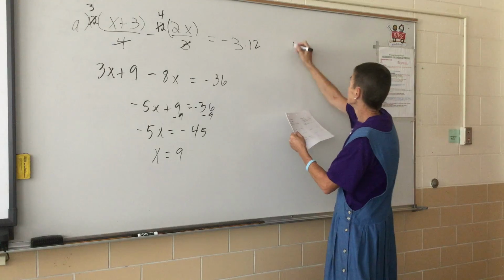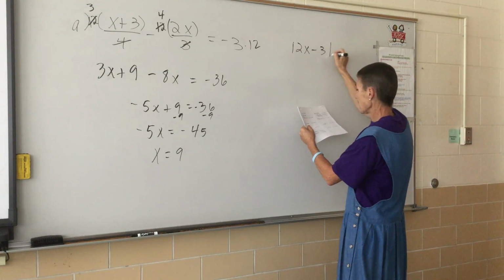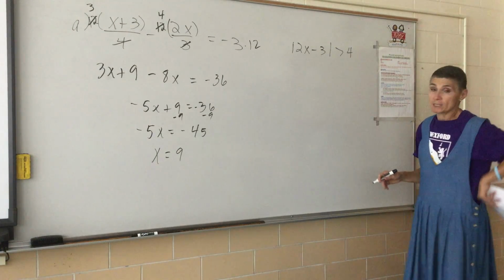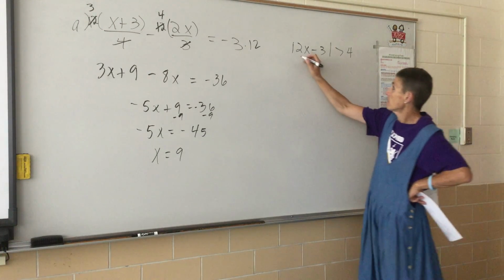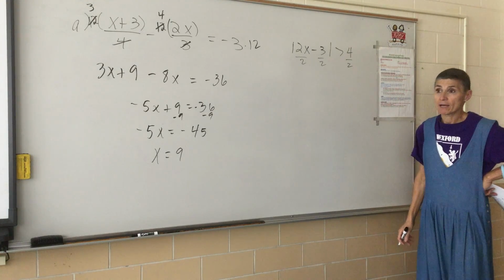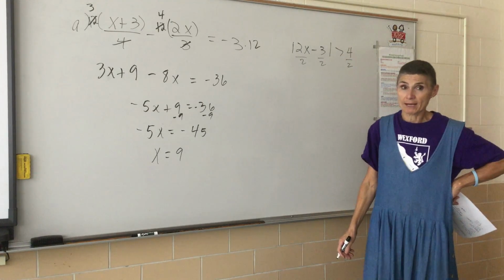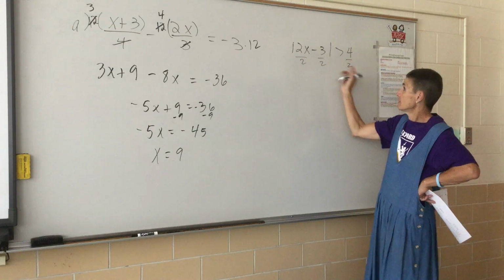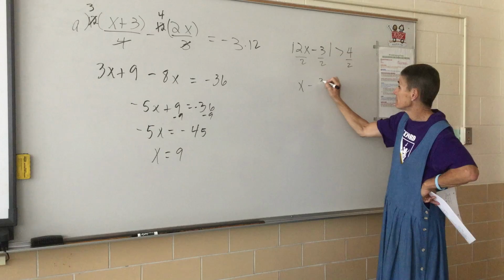So, B. A little absolute value inequality. First thing I'm going to do is divide everything by 2. Remember, when we solve an absolute value inequality using the number line, we can't have a number here. So I'm going to divide everything by 2, leaving me with this.